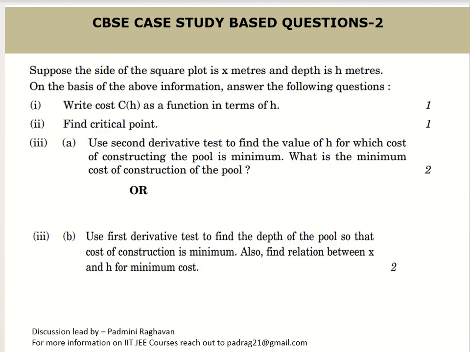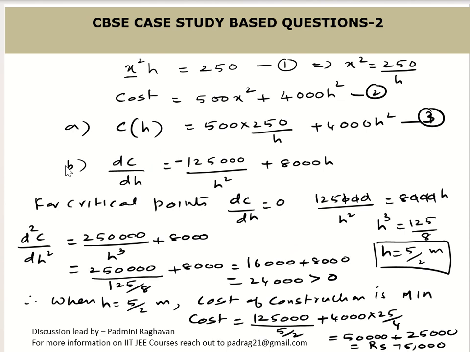So strictly speaking, we have answered subdivision 1, subdivision 2, and subdivision 3, which is what is the minimum cost to construct the pool. We have done that. What is the alternative question? Let us do this choice question also. Use the first derivative test to find the depth of the pool so that the cost of construction is minimum. Also find the relation between x and h. We have already used the first derivative test, equated to 0, to get the critical point and got the value of h.